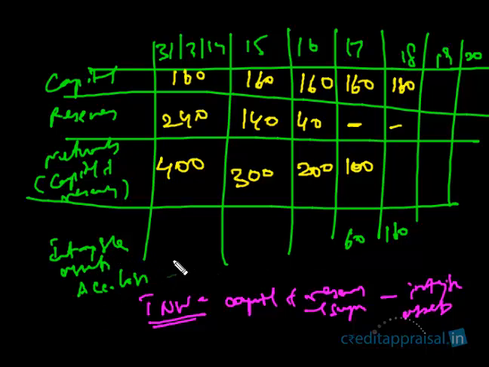Under intangible asset you have accumulated loss. So last year accumulated loss was 60. Now additionally again the company has made a loss of 100. So now the accumulated loss will become 160. Now the accumulated loss is 160.